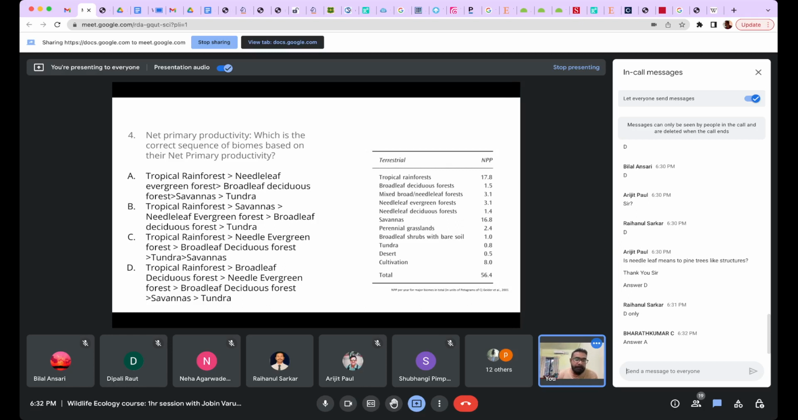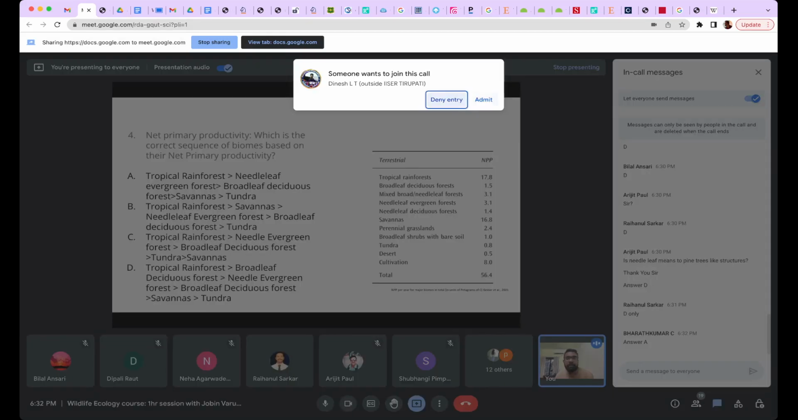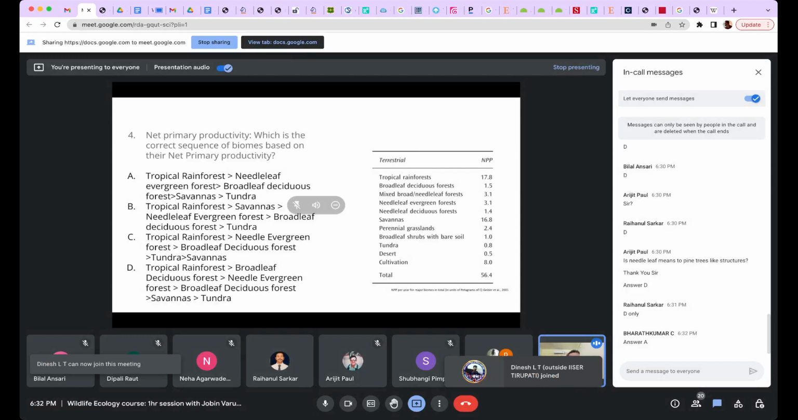So this is the NPP per year for major biomes in total. And this is in petagrams of carbon, that is 10 to the power of 15 grams of carbon, almost equal to 10 to the power of 12 kilograms of carbon. You can see that tropical rainforest has the highest NPP, as is very intuitive. But the second biome that has the highest NPP is savannas.